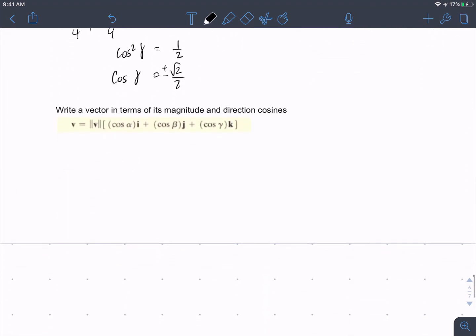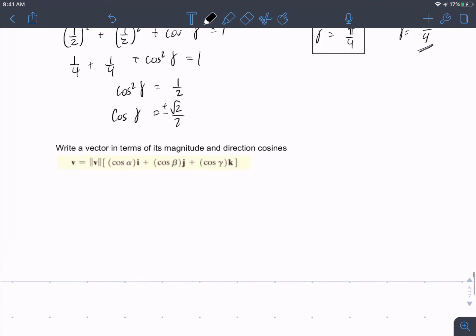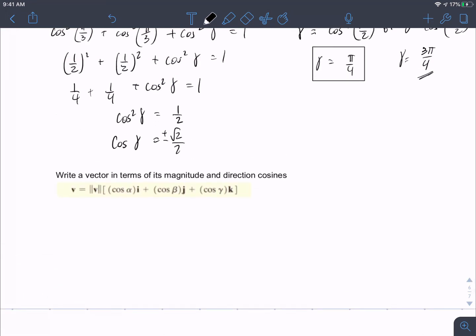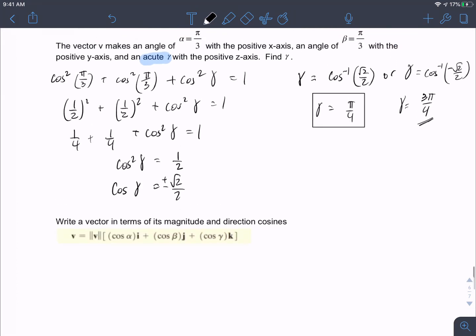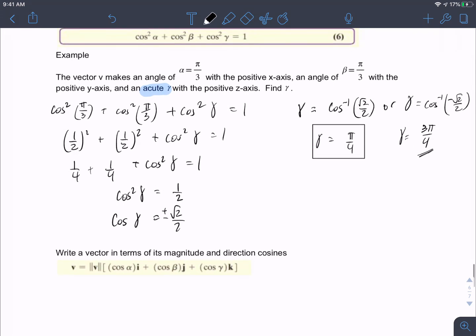We can also write vectors in terms of their magnitude and direction. So if you want, you could go cosine alpha i plus cosine beta j plus cosine gamma k times the magnitude. That would give us the same thing. So in the example that we just did, if I had the magnitude of the vector, I'd be able to write it in this way. It's just information for you to know, but it's just another way to be able to write it.